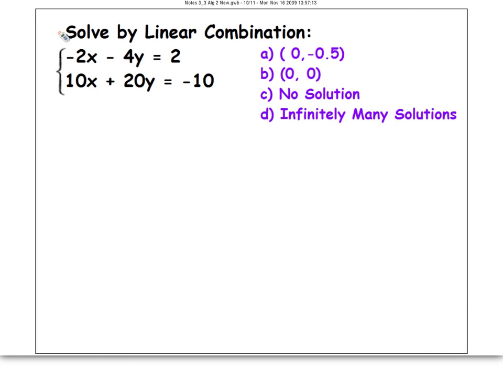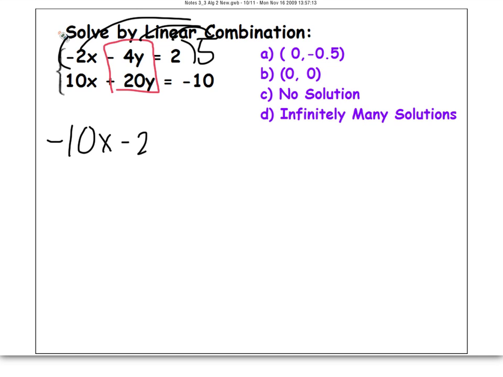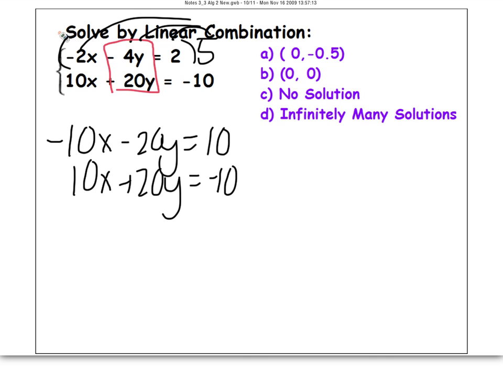Let's take a look at this one. Now the variables are lined up, so that's great. I'm going to try to get rid of the y's this time. I want opposite signs, which they are, but the same number. So I have a 20. I can make that top equation a 20 by multiplying by a 5. New equation will be negative 10x minus 20y equals 10. And then 10x plus 20y equals negative 10.